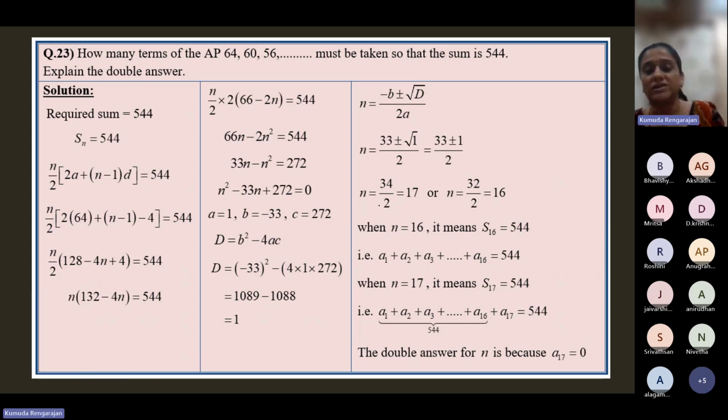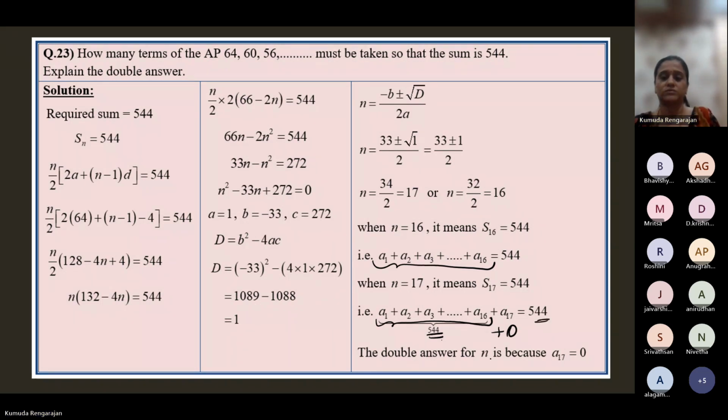And what about the case when n is 17? When n is 17, it means S17 is 544. That means A1 plus A2 plus A3 till A17, the sum is 544. But we already know that the sum of these terms is 544. That means this one has to be 0, right? Only then 544 plus 0 is 544.